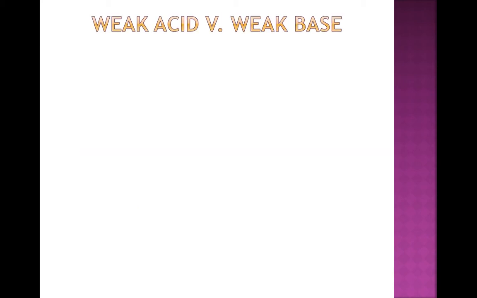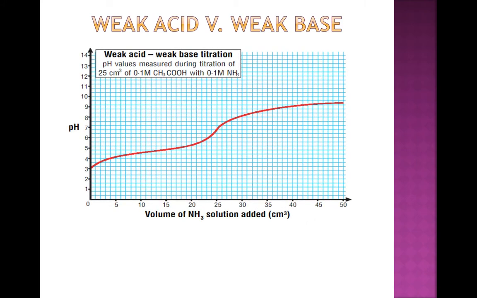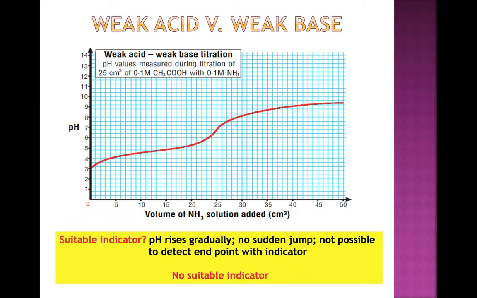The final pH curve is a weak acid versus a weak base, and this is a very unusual looking curve. If we have 25 cm³ of 0.1 molar ethanoic acid, and we gradually add in 0.1 molar ammonia, which is a weak base, we will see that there is no sudden jump in pH. It's all a gradual change. What does that mean? It means that there literally is no indicator that we can use for this. We've no suitable indicator because the pH rises so gradually that it's not possible to detect the endpoint with an indicator.